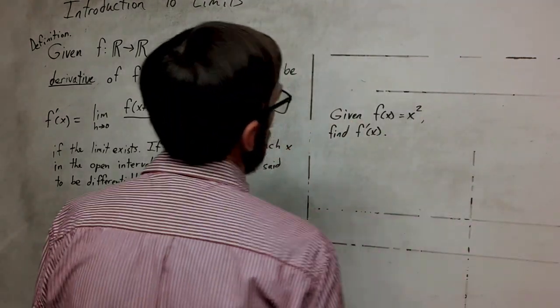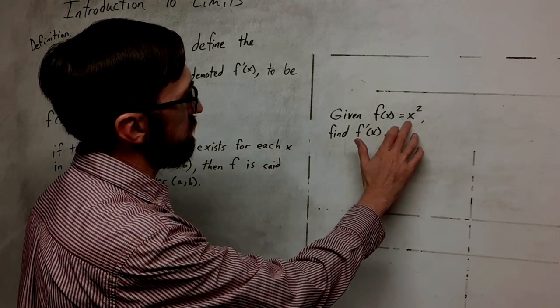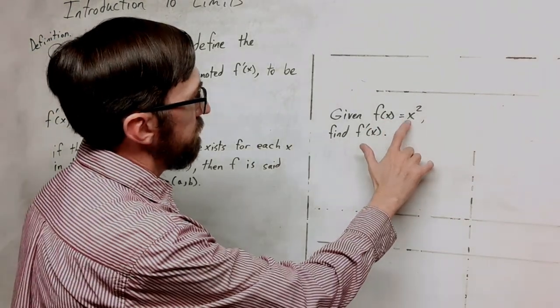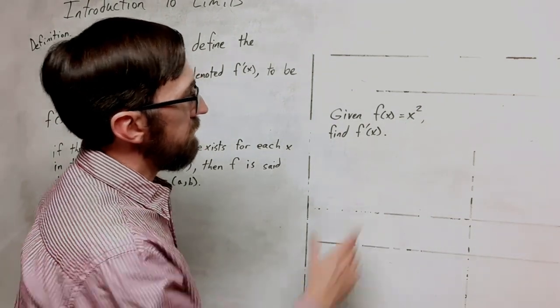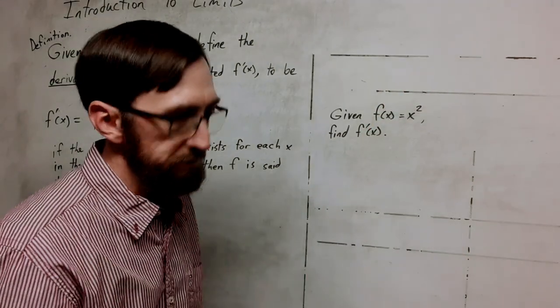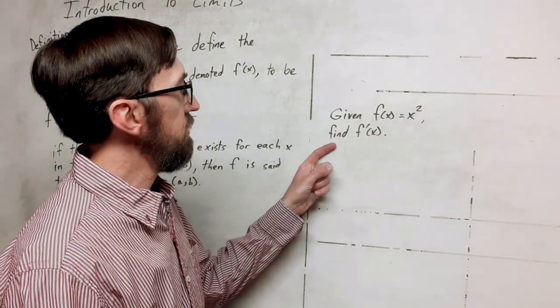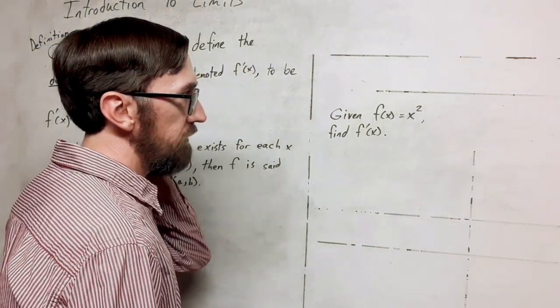If f is differentiable, I want to look at the function f of x equals x squared. This has a domain over the real numbers, and its range is the upper plane. The directions are to find f prime of x.